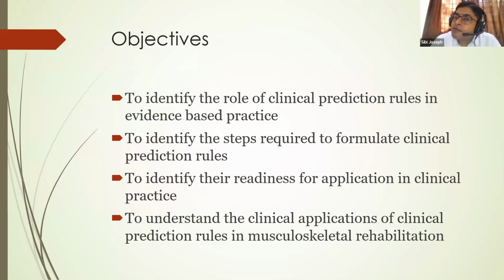I'm sure you all are aware of the various levels of evidence. At the top of the pyramid, we have systematic reviews of RCTs. Then we have individual RCTs. Then you have systematic reviews of cohort studies. Next, you have individual cohort studies. And then you have systematic reviews of case control studies. Then individual case control studies. At the fourth category, we have case series. And finally, we have expert opinion.